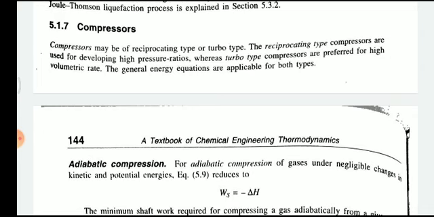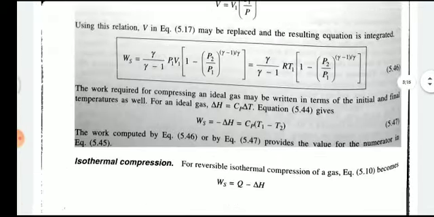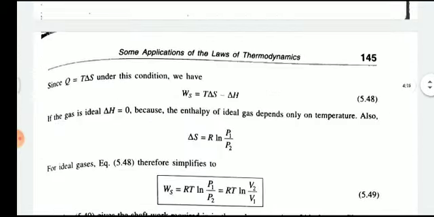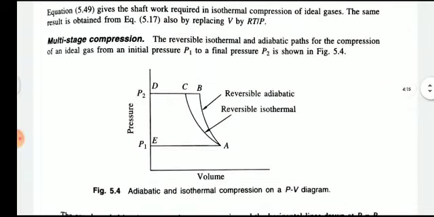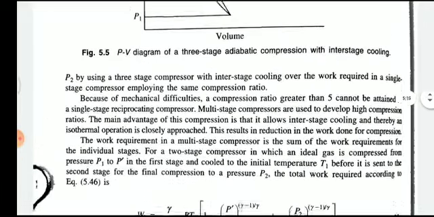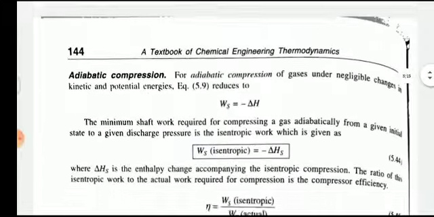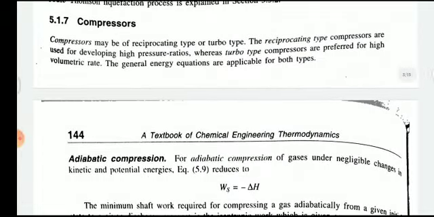The next topic is compressors. Compressors have various parts to complete the process. We exactly completed the IC engine, EC engine. So, compression process, which types of compressions? Let's see. Compressors may be reciprocating type or turbo type.